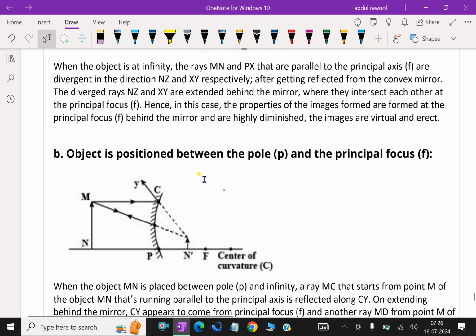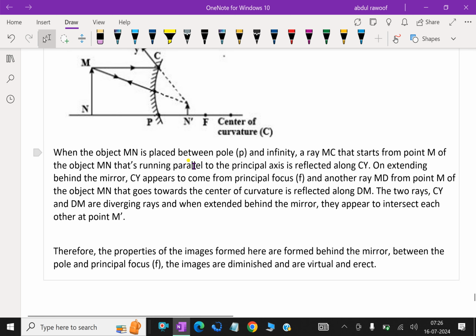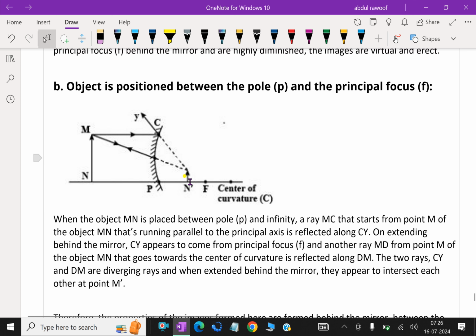Next, the object is positioned between the pole and the principal focus. Here the object is here, so the ray goes through the center like this, and the dotted line shows this. When the object MN is placed between pole P and infinity, the ray MC that starts from point M of the object MN, running parallel to the principal axis, is reflected along CY. Therefore, the image is formed here.